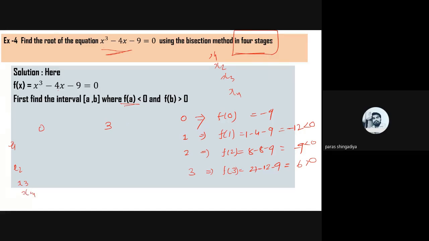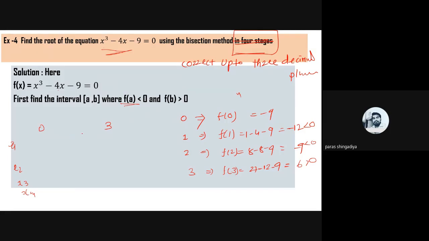But if I change this question, if in place of this 4 stage, I change the question to correct up to 3 decimal places, correct up to 3 decimal places, then I consider that in the range 0 and 3, you have to do more iterations to find the answer correct up to 3 decimal places, because the range 0 to 3 is quite big.